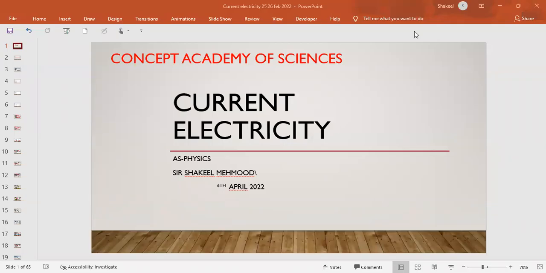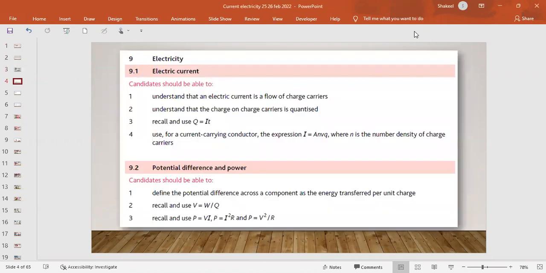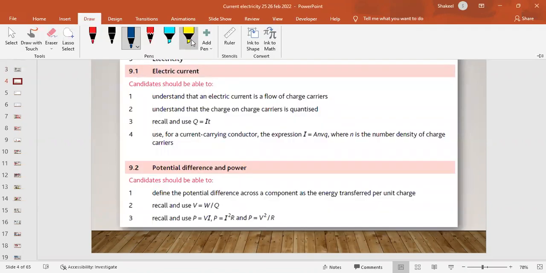Okay, so we have to start current electricity today, and we'll aim to finish it by tomorrow, inshallah, because we just have to cruise through it. These are the topics that we have to do.